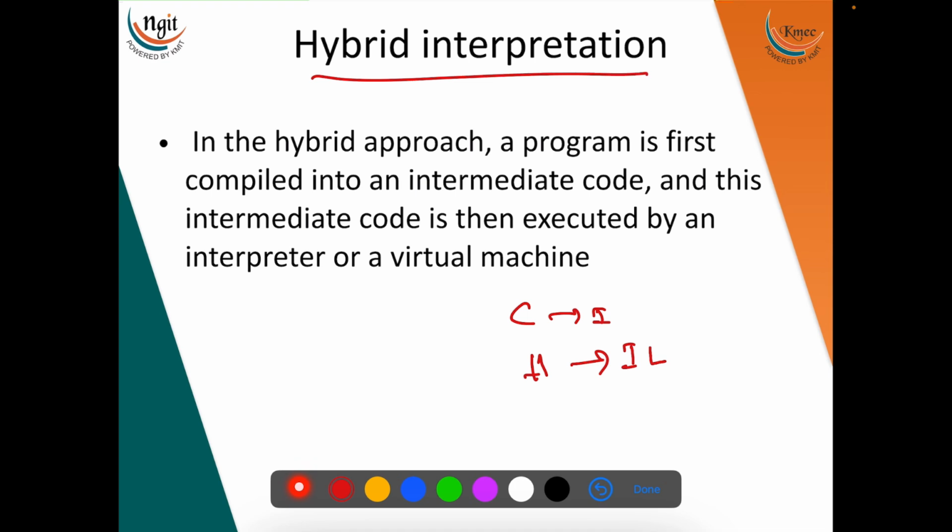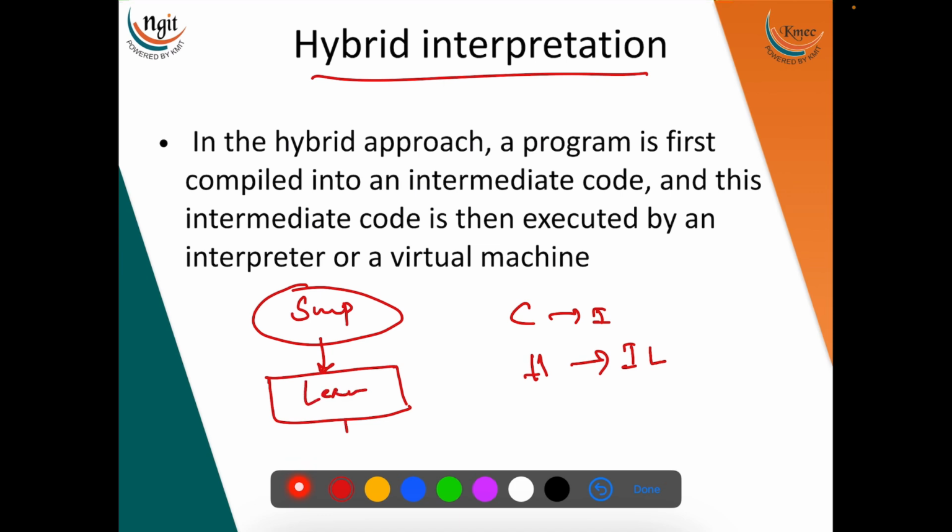Now I can draw this diagram to make it clearer. If you have some source program, now it is a hybrid system, I told you, right? That means a combination of compilation and interpretation. So we will have a lexical analyzer, and a syntax analyzer, and also an intermediate code generator. Then you will have the interpretation process. So half of the phases of compilation, the rest is interpretation. This is the hybrid implementation system.